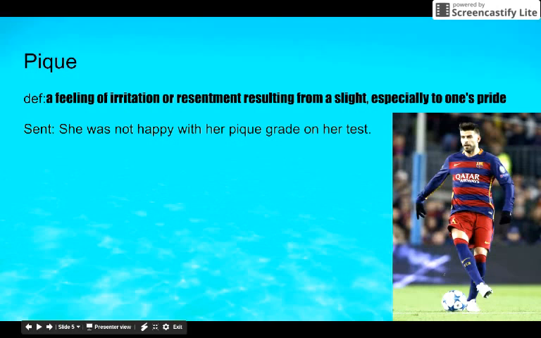The third pique is a feeling of irritation or resentment resulting from a slight, especially to one's pride. That's the definition. In a sentence: she was not happy with her pique grade on her test.